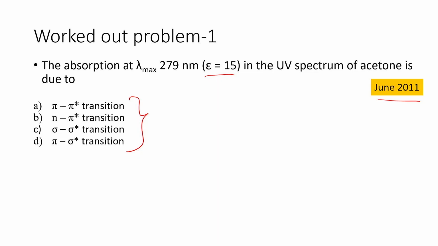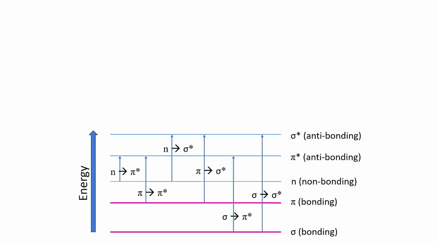The first one is pi to pi star transition. The second one is n to pi star transition. The third one is sigma to sigma star transition, and the last one is pi to sigma star transition. So we have to identify this 279 nanometer absorption maximum is due to which one of the following transitions. Before solving this problem, we need to understand what the different types of transitions are and how much energy is required for each transition.